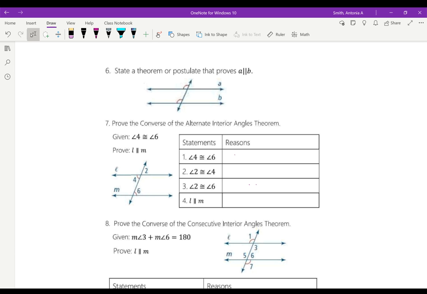So what do we know from the diagram? Well, we know that this angle is congruent to this angle. That's what that means with those little arcs in there. Okay, those two angles are congruent. Well, what kind of relationship do these angles have? They are corresponding angles.